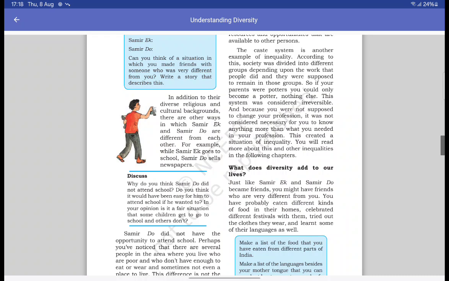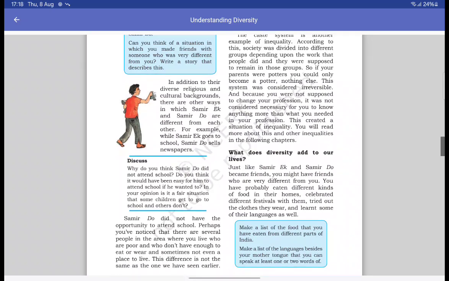Now, of course, this job system is not with us, but the caste system still remains. It remains a big part of our mentality. So if your parents were potters, you could only become a potter, nothing else. Now imagine all the families becoming doctors and doctors and doctors.